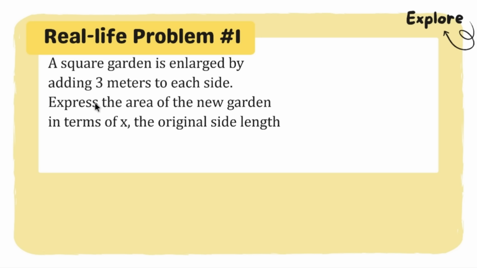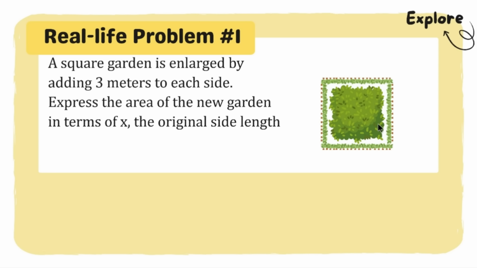Okay, let me read. A square garden is enlarged by adding 3 meters to each side. Express the area of the new garden in terms of x, the original side length. So, ang original side is x. Okay, so how do we illustrate this one? So, if you have here the square garden, madadagdagan siya ng 3 meters kasi in-enlarge siya.